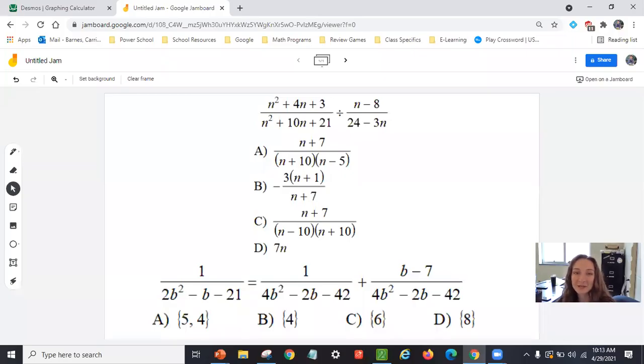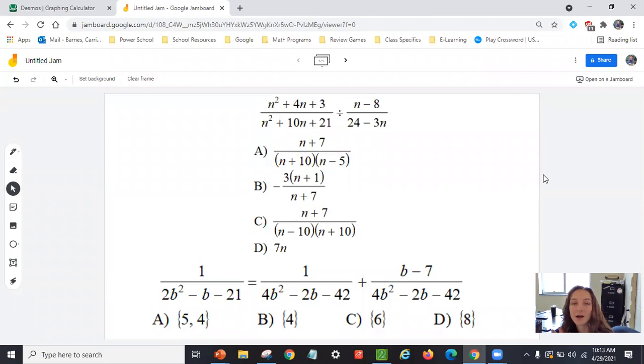Hello everyone, in this video we're going to be talking about how to solve multiple choice problems with any operation of rational functions, talking simplifying, multiplying, dividing, adding, subtracting, anything. And then we're also going to talk about rational equations, how you can solve that as well. So let's start with the first one.